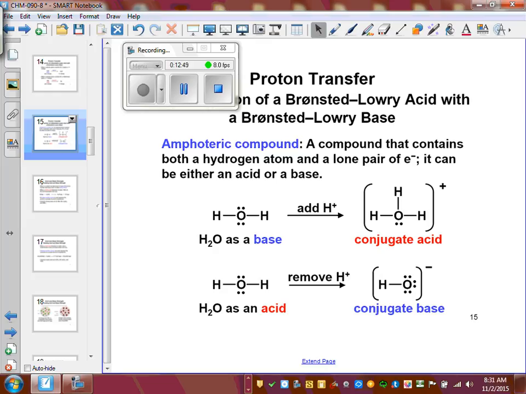There are compounds we call amphoteric. They contain both a hydrogen atom and a lone pair of electrons. It can be either an acid or a base. This is water. Water has a lone pair of electrons. It can accept a proton to become H3O plus. So that makes it a base. It can also donate a proton, which makes it an acid, and there's the conjugate base. So water, depending on what you're reacting it with, can be either an acid or a base. So it's amphoteric.